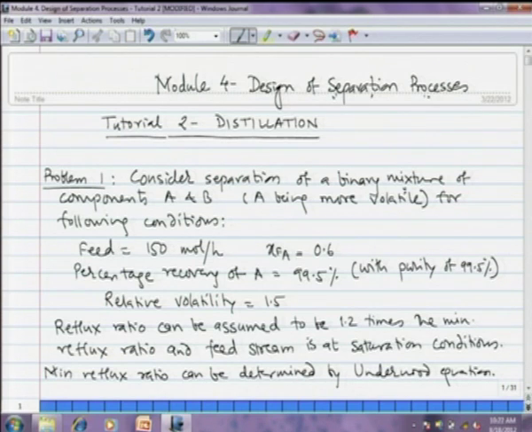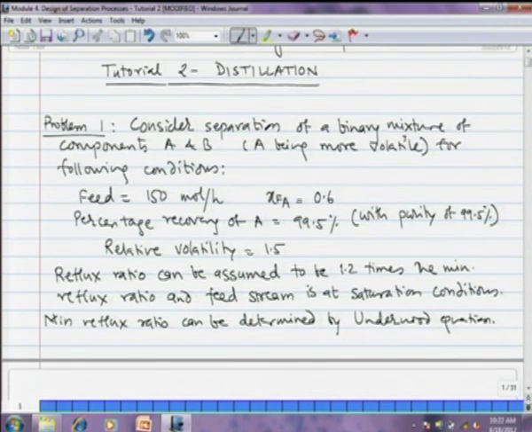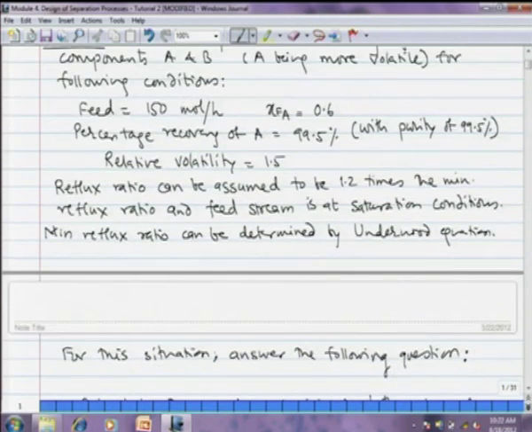Consider separation of a binary mixture of components A and B, A being more volatile, for the following conditions: feed 150 mole per hour, the composition of feed is mole fraction of A is 0.6, the more volatile component is 60%. Percentage recovery of A desired is 99.5% with purity of 99.5%, the relative volatility is 1.5, reflux ratio can be assumed to be 1.2 times the minimum reflux ratio, which is the optimum condition for reflux ratio, and the feed stream can be assumed to be at saturation condition.